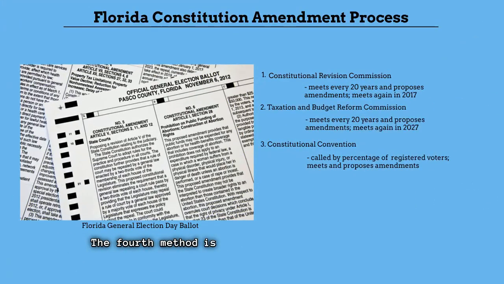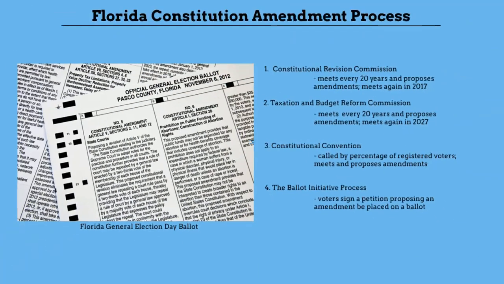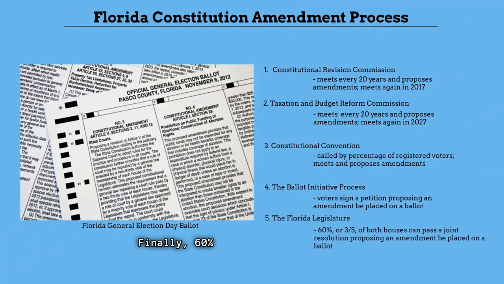The fourth method is the ballot initiative process. A certain percentage of registered voters can sign a petition proposing that an amendment be placed on a future Election Day ballot. Finally, 60% or 3/5 of each house of the Florida legislature can pass a joint resolution or decision proposing that an amendment be placed on a future ballot.